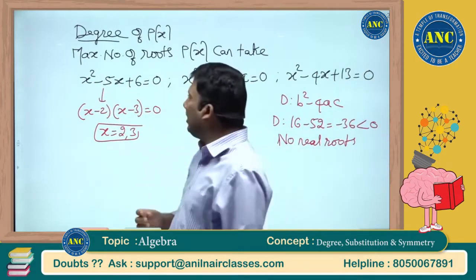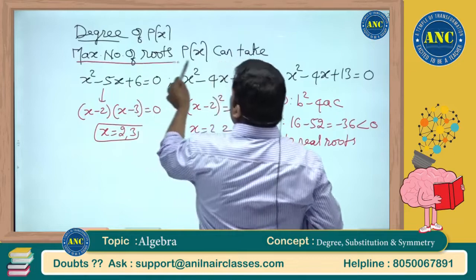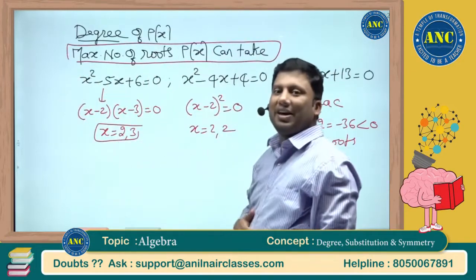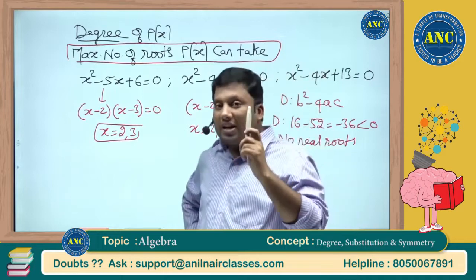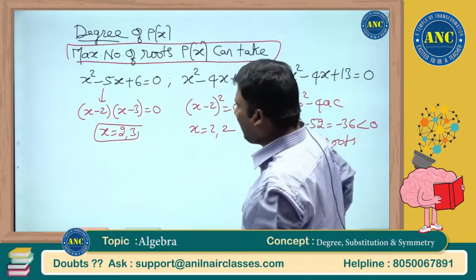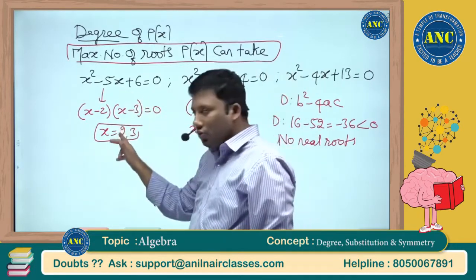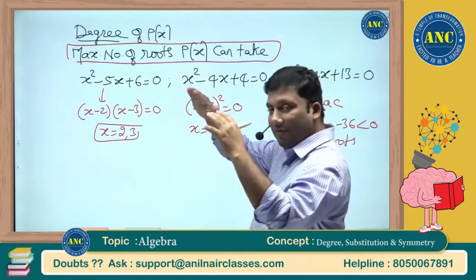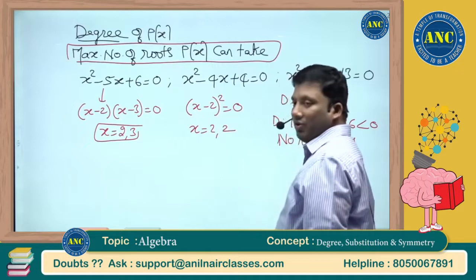What does the degree denote? Degree denotes the maximum number of roots an expression p of x can take. Degree is 2, two roots. Degree is 2, only one root I got. Maximum value is 2.